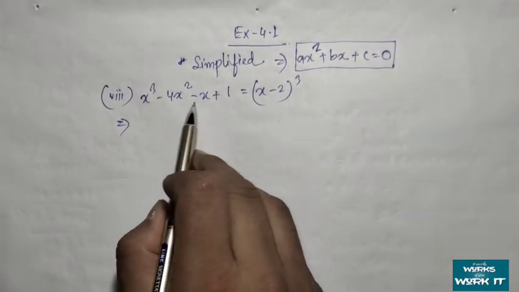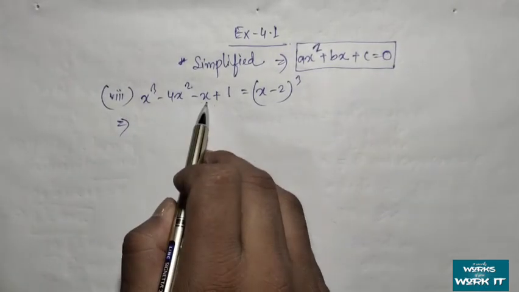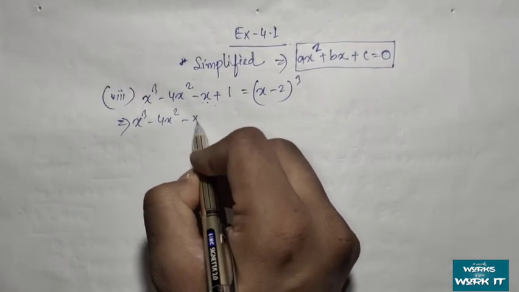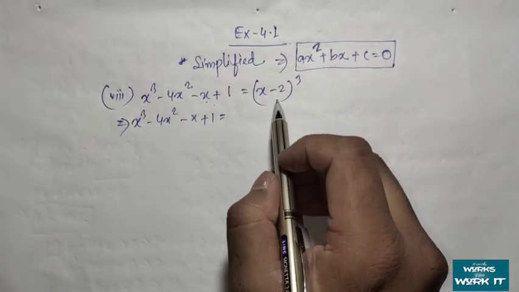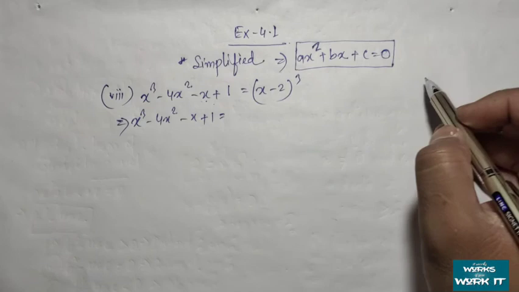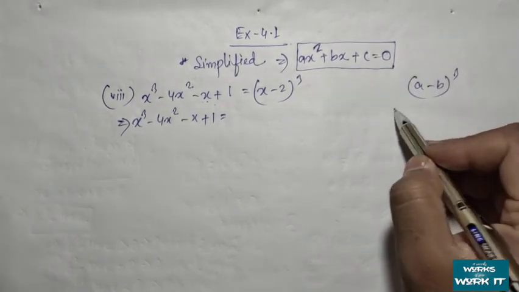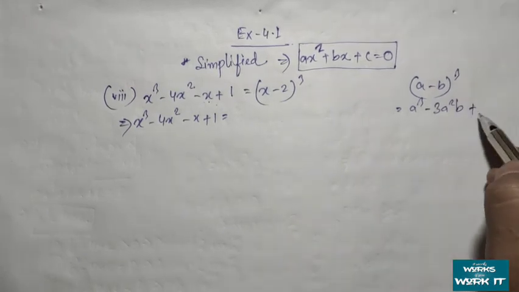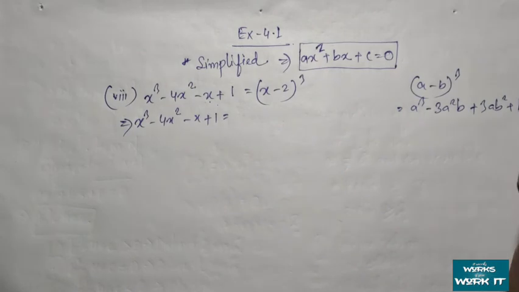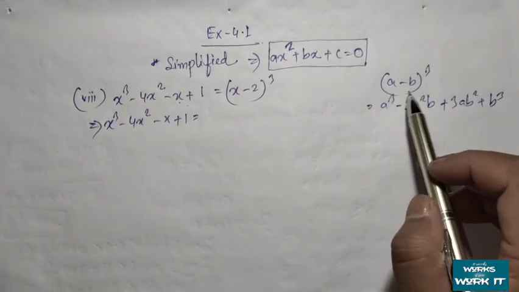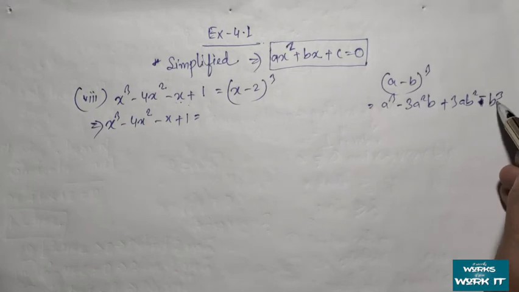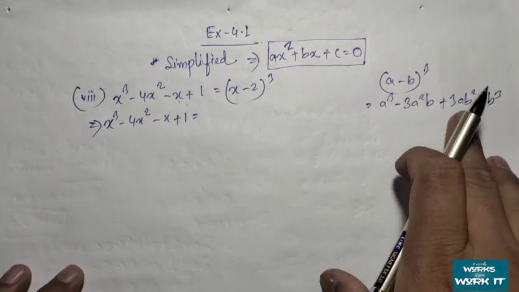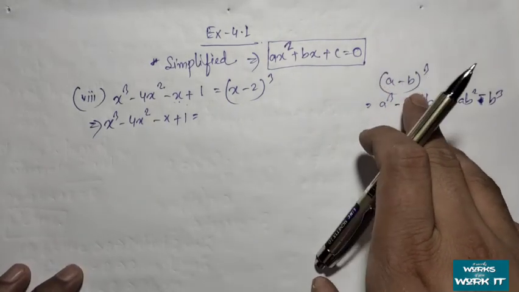Here nothing can be done because there are no like terms, so I'm writing the same thing as given. Now we can evaluate x minus 2 whole cube by the formula for a minus b whole cube: a cube minus 3a square b plus 3ab square minus b cube. So this is the formula for a minus b whole cube. You already have this formula, so no explanation is needed here.